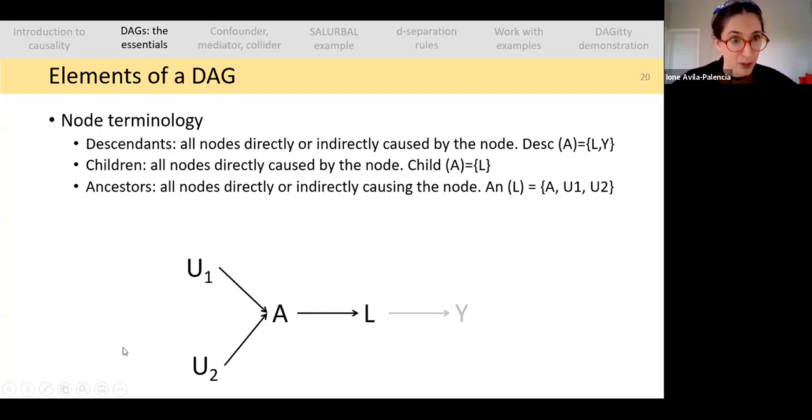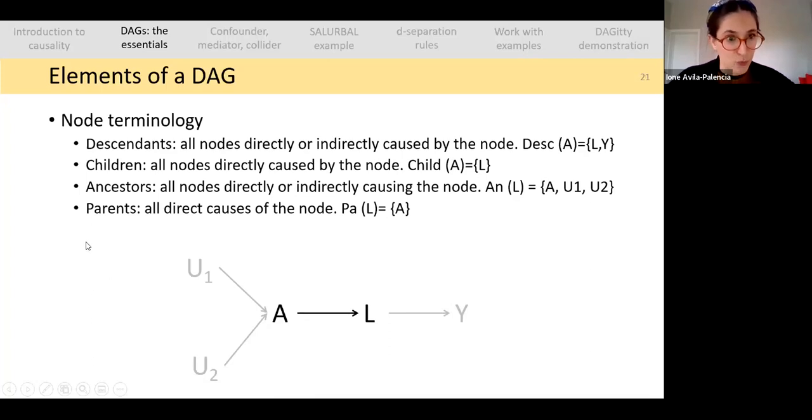Then another terminology is ancestors. Ancestors are all nodes directly or indirectly causing the node. So taking L as a reference, we can say that L has 3 ancestors: A, U1, and U2. And then the last one is parents. Parents are all direct causes of the node. So having, again, L as a reference, L has 1 parent, which is A.